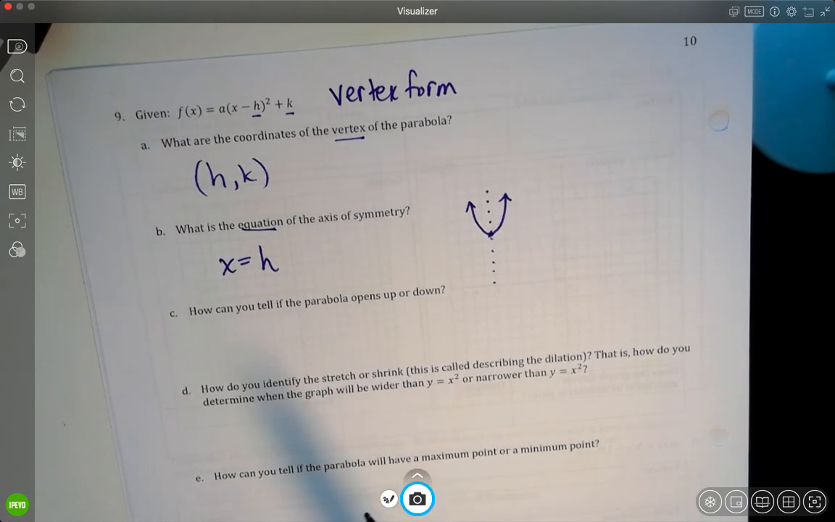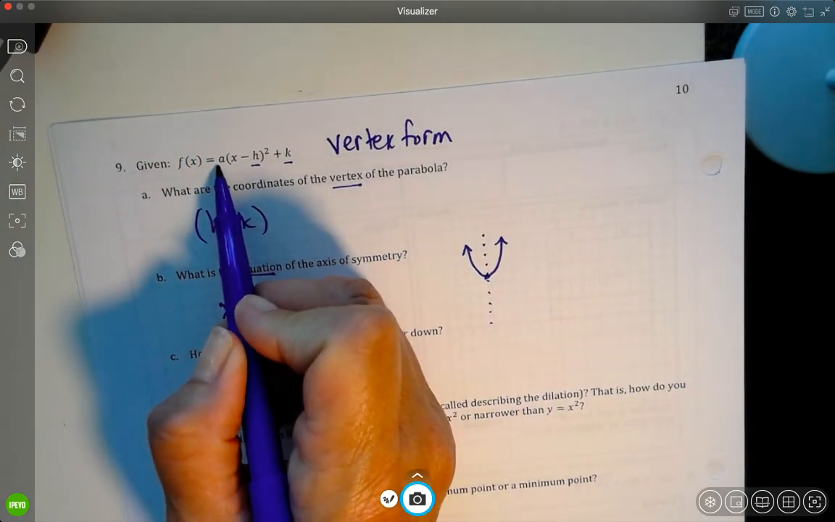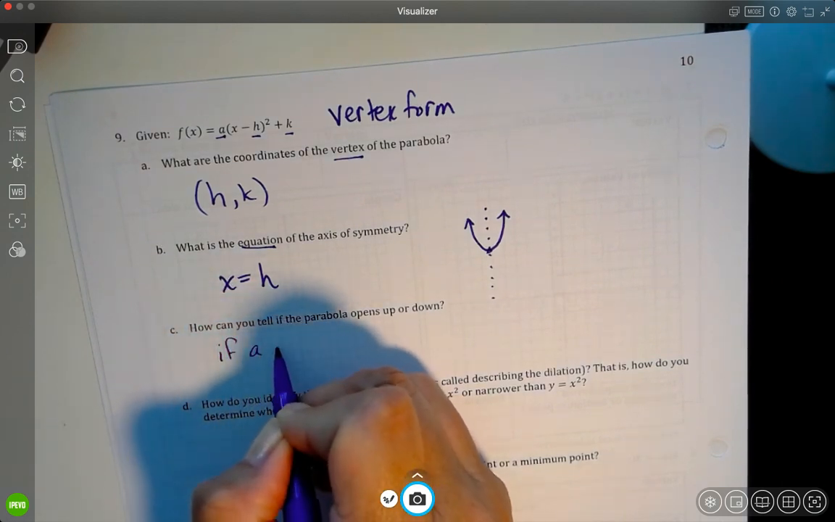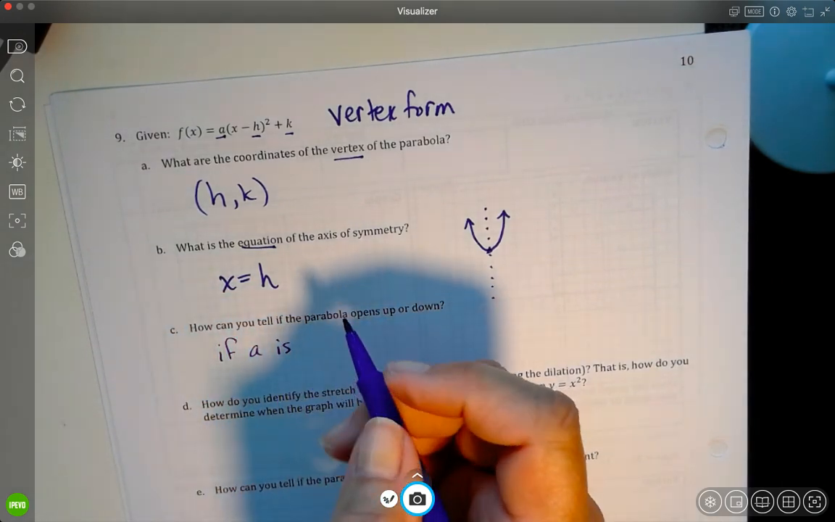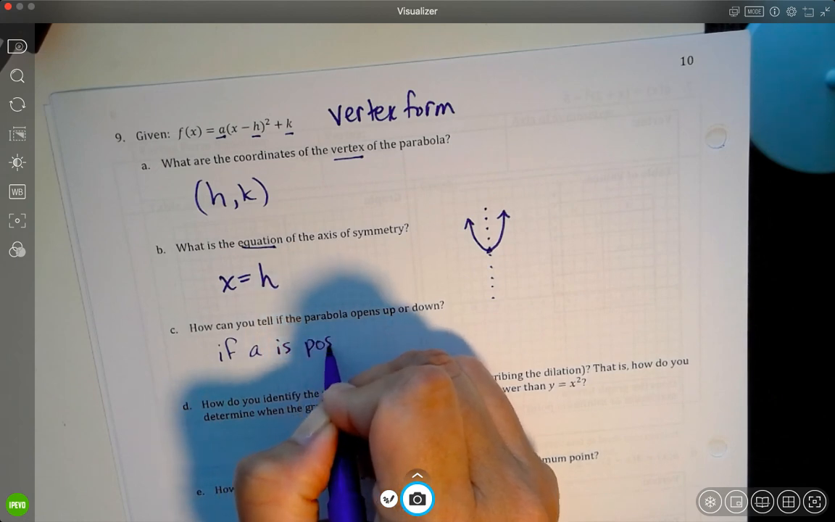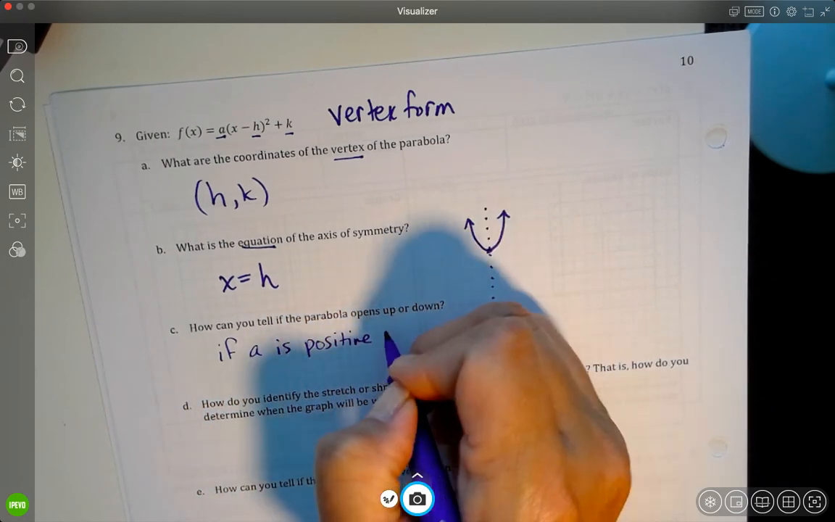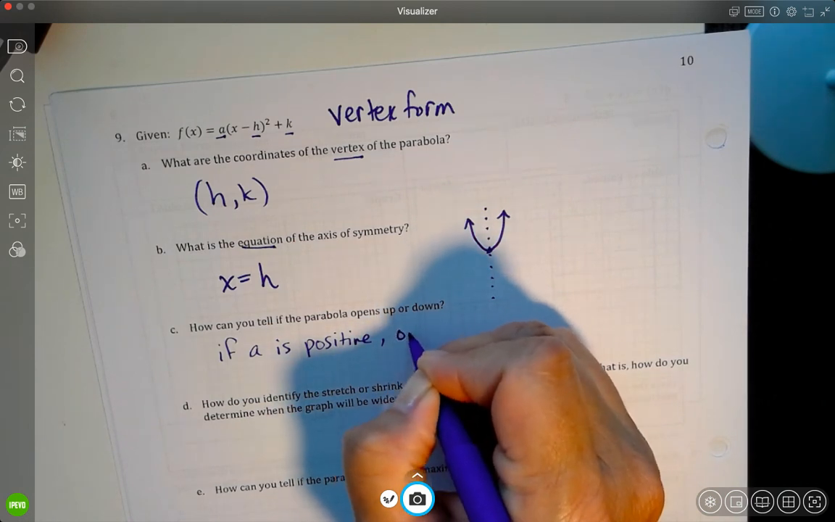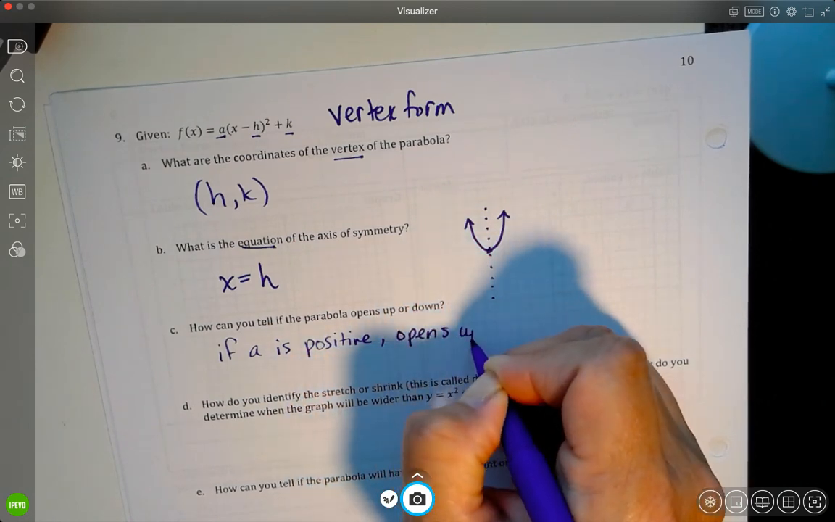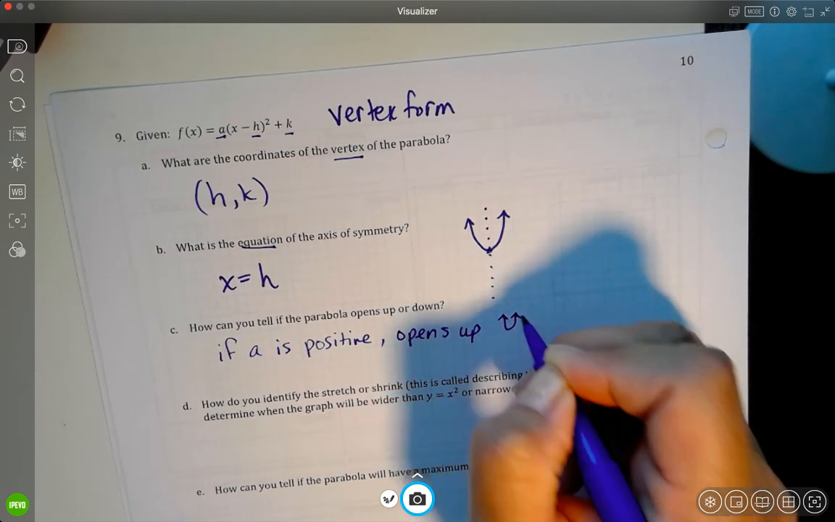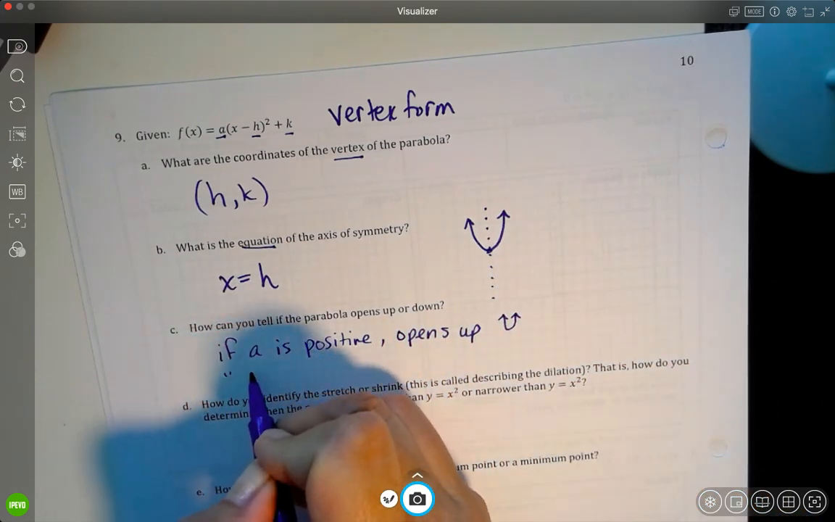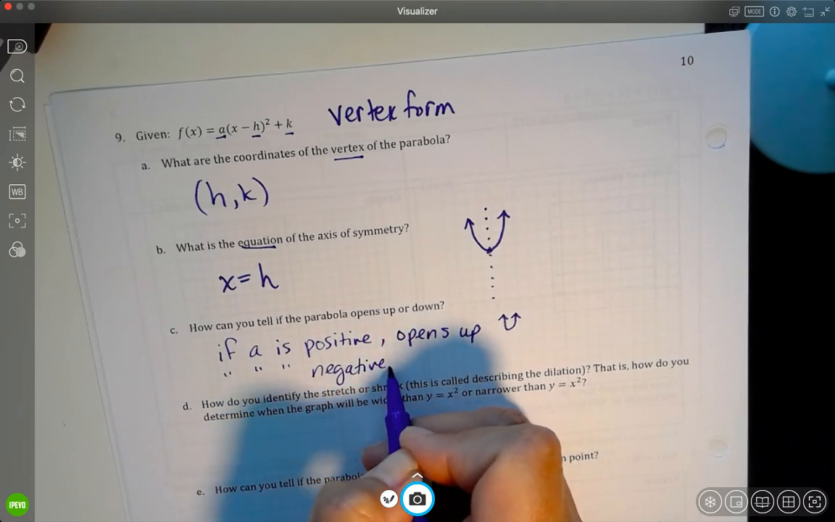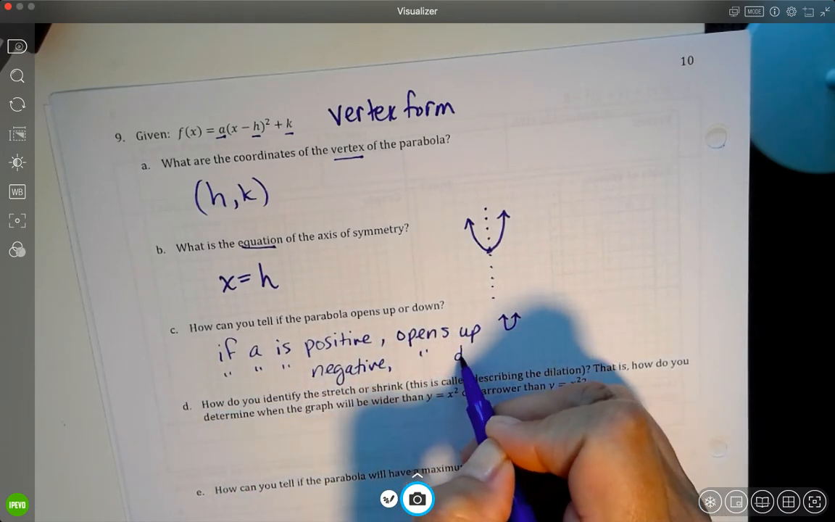So how can you tell if the parabola opens up or down? Well, that's the role that A plays up here in the vertex form. So if A is positive, if it's a positive number, then your parabola will open up like this. And if A is negative, it'll open down like this.